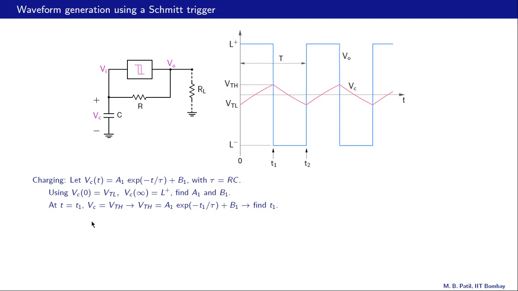And now let us use the condition that at t equal to T1, this point, VC is equal to VTH. So we substitute VC equal to VTH in this expression, A1 e raised to minus t1 by tau plus B1. A1 and B1 are already known from these conditions, and that gives us T1.